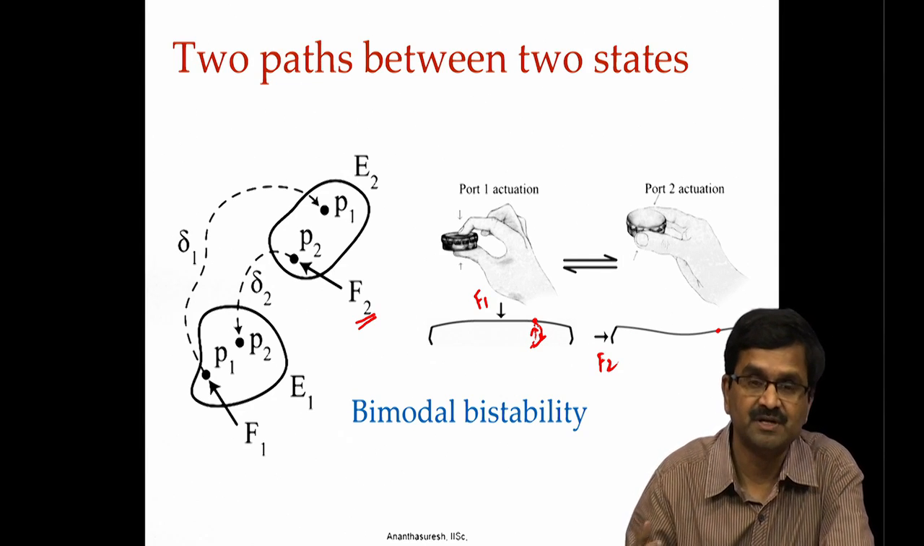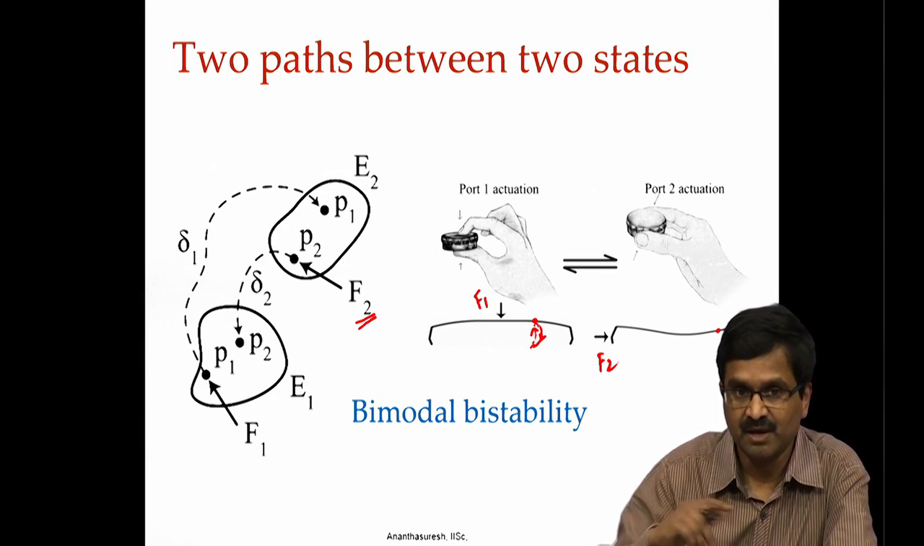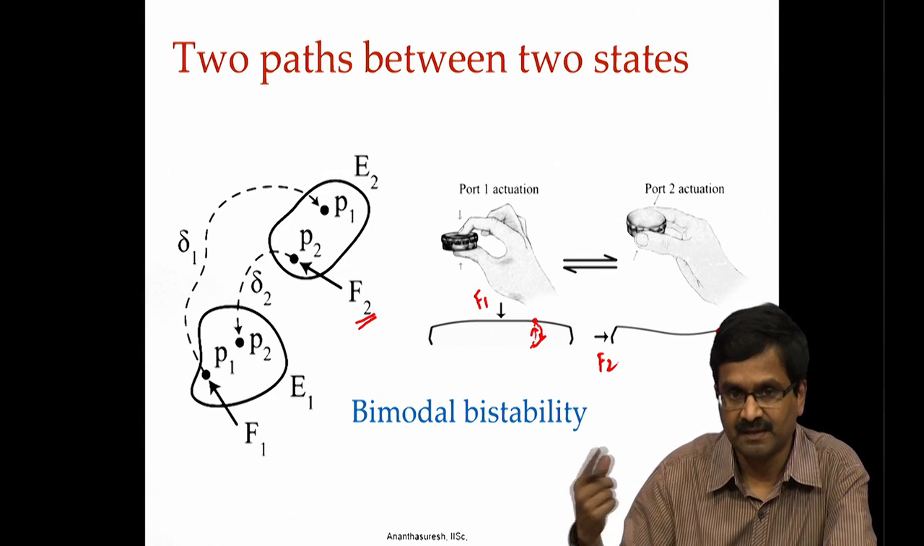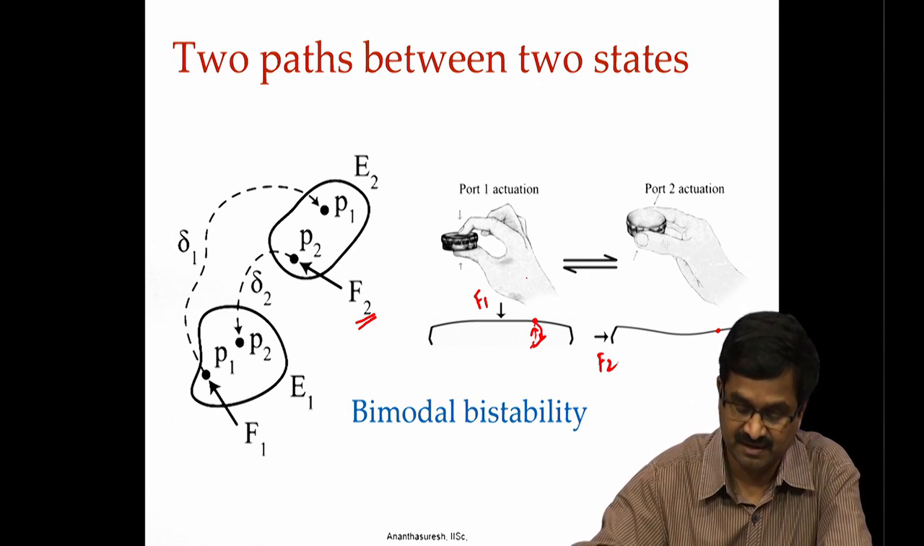The paths between the two states are different. When it goes from state 1 to state 2, it goes along one path, and then coming back it takes another path because the actuation force itself is different.